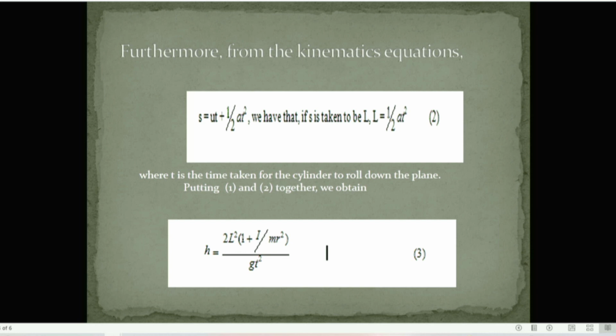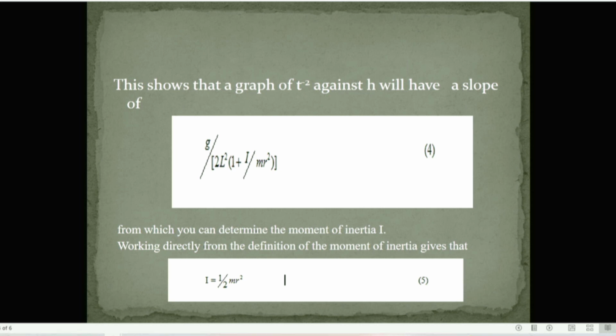Now if you put equations 1 and 2 together, you can obtain what we have in equation 3, which is the height h. Then this shows that a graph of t raised to power minus 2, that is, the inverse of t squared, against h, has a slope given in equation 4. So if you successfully plot a graph of the inverse of the square of the period against the height h, then you can have your slope equal to what we have in equation 4.